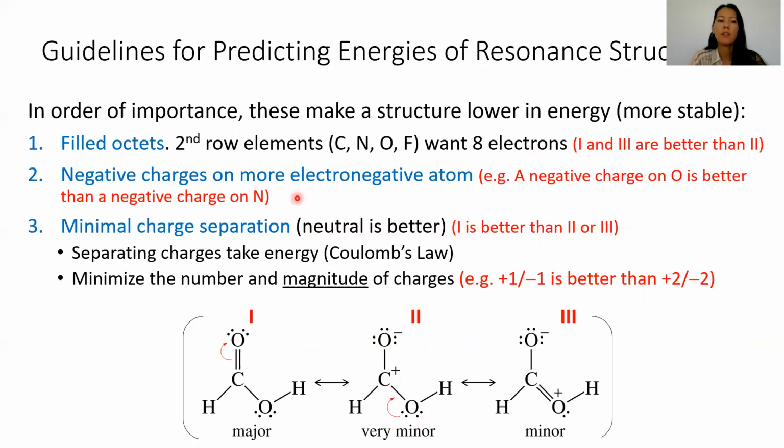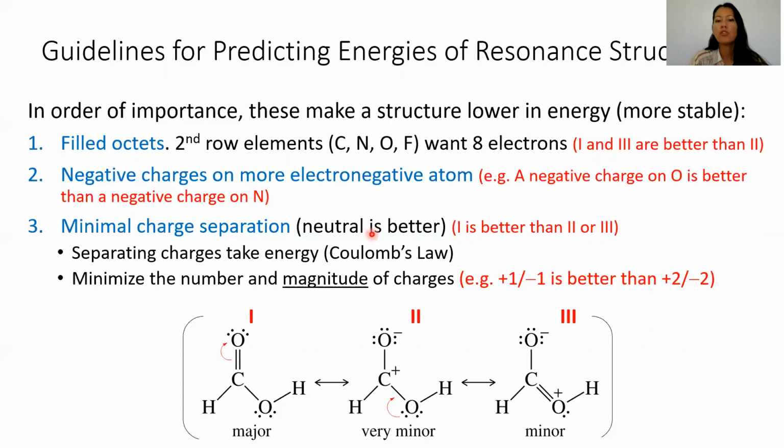The other key thing is putting negative charges on the more electronegative atom. So you draw the correct Lewis dot structures, but then when you're determining energy, look, we don't have this example here, but if you had a structure where the negative charge is on an O instead of an N, O is more electronegative. So the one with a negative charge on the O would be better, more major, lower in energy.